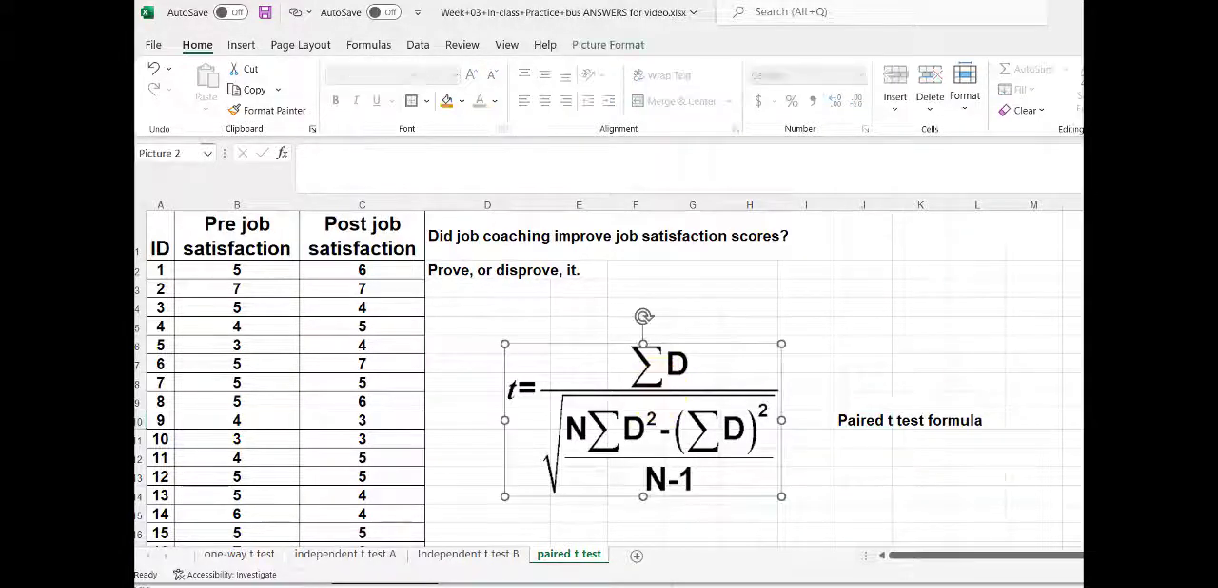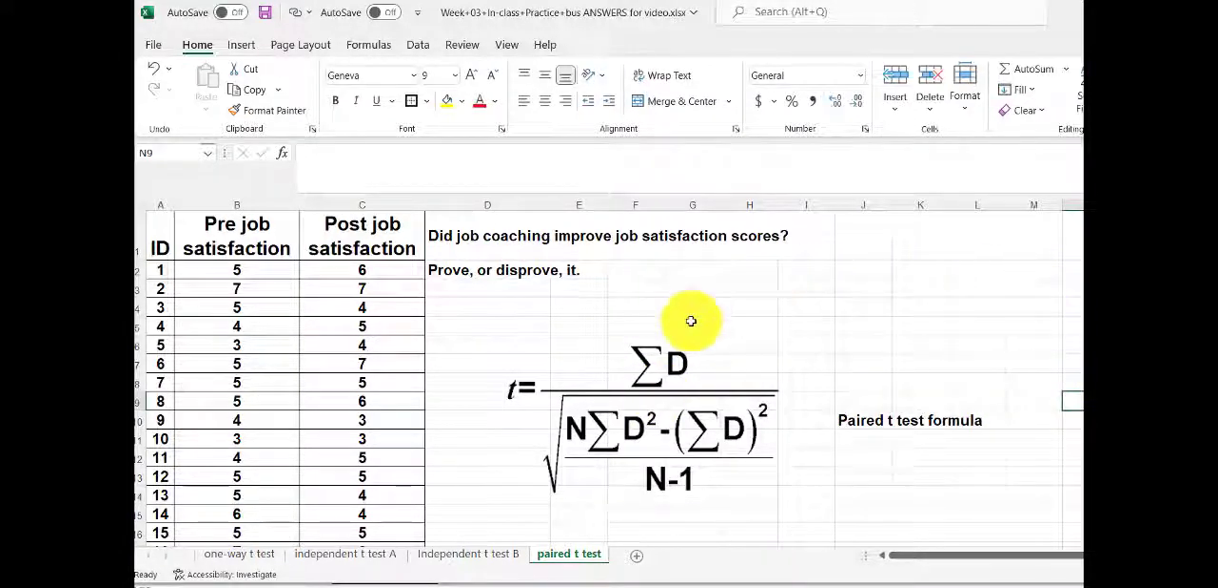There's the formula. I'm going to try to explain this real quick. This capital sigma here looks like an E. That means we're going to add them all up. But the D stands for difference. So the difference between the first guy, 5 minus 6 is negative 1. Difference for the second guy, 7 minus 7 is 0. Third guy, 5 minus 4 is 1, etc., etc. That's what this means. And then you would add them all up.